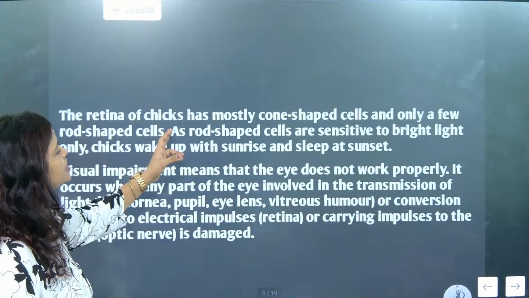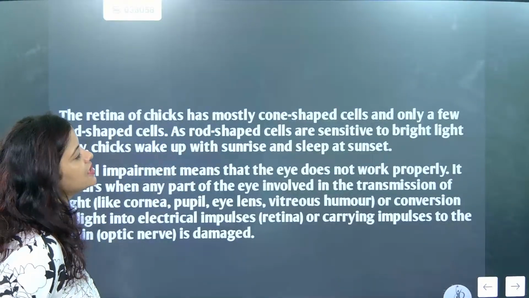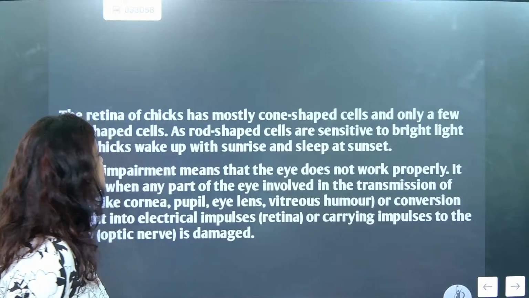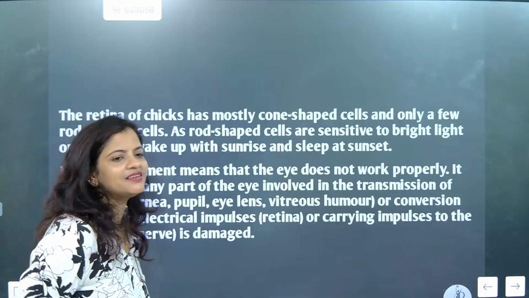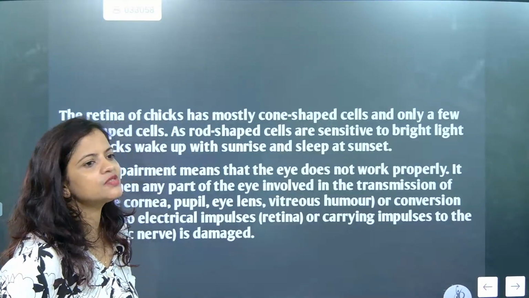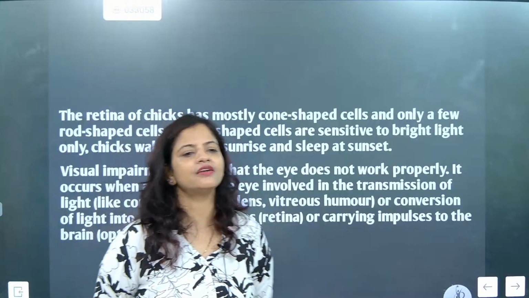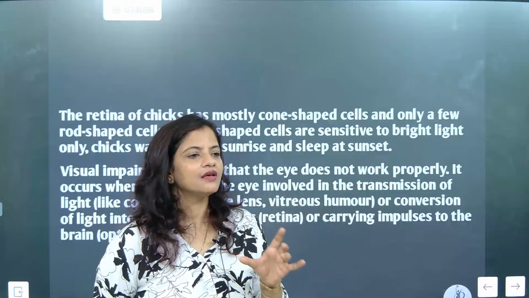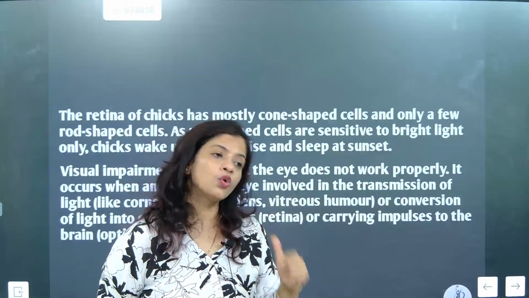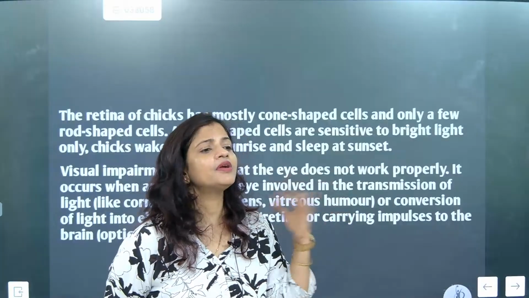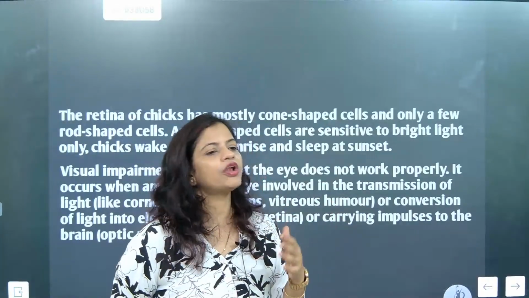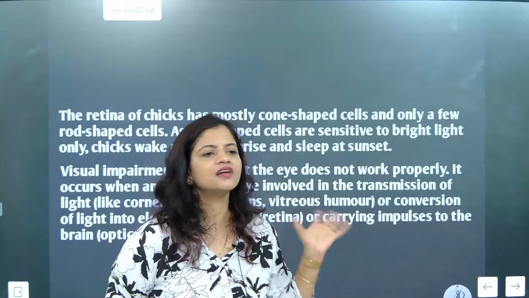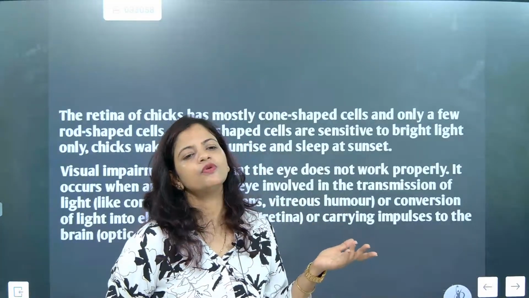So the retina of chicks have mostly cone-shaped cells and only a few rod-shaped cells. As rod-shaped cells are sensitive to dim light, chicks wake up with sunrise and sleep at sunset. You might have heard that cocks are there, chicks are there, and they will be making sound in the morning. Why? Because they have got more number of cones. So they can differentiate color, but they cannot see at night. So in the morning when the sunrise is there, they wake up. When the sunset is there, they sleep because they can't see. So if they can't see, there is nothing to be awake for.